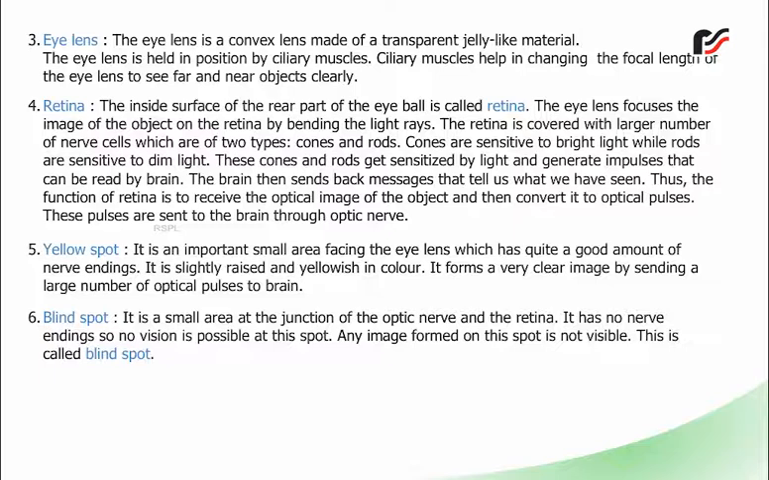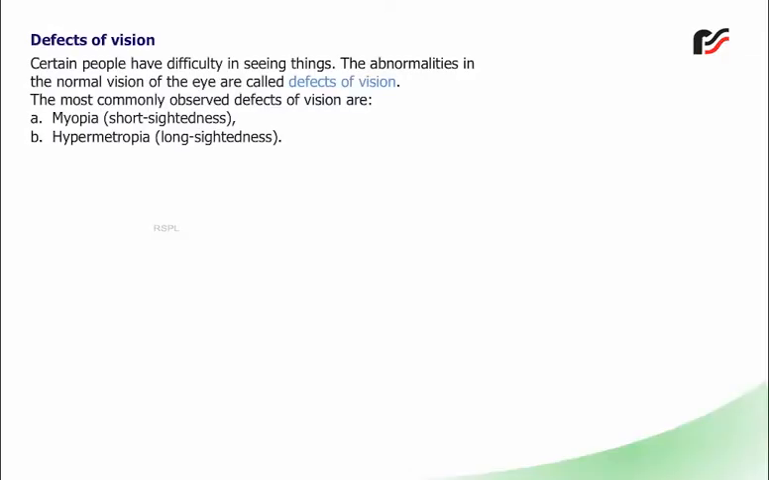This is called blind spot. Defects of vision. Certain people have difficulty in seeing things. The abnormalities in the normal vision of the eye are called defects of vision. The most commonly observed defects of vision are A. Myopia, short-sightedness. B. Hypermetropia, long-sightedness.